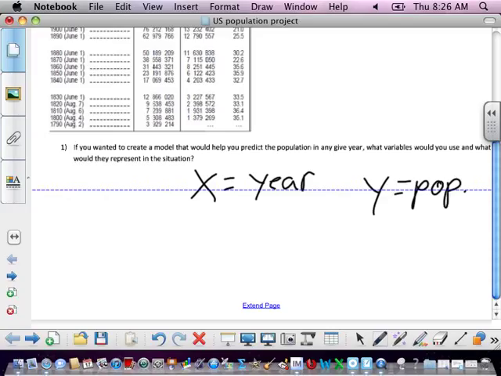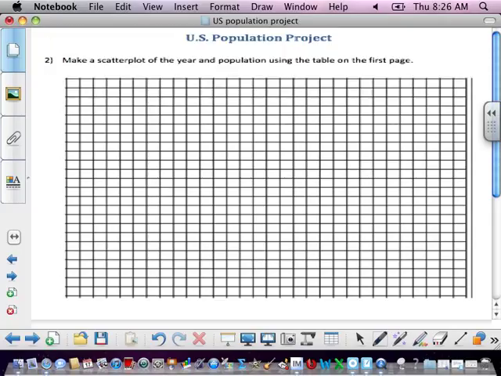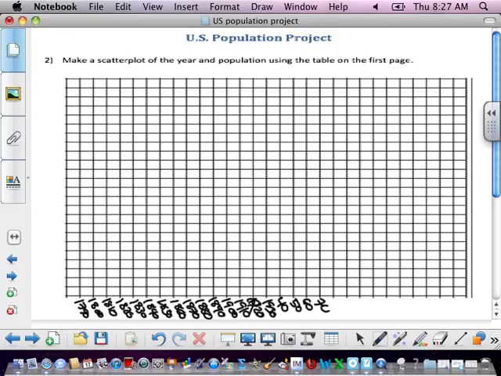Okay, let's look at our scatter plot. Okay, so we know along the side we had 1790, 1800, 1810. I am going to go through and list this. Hopefully you already have this written down. 1860, 1870. There shouldn't be any talking right now. You've got other things you can be doing. We go to 1910, 1920, 1930, 40, 50, 60, 70, 80, 90.